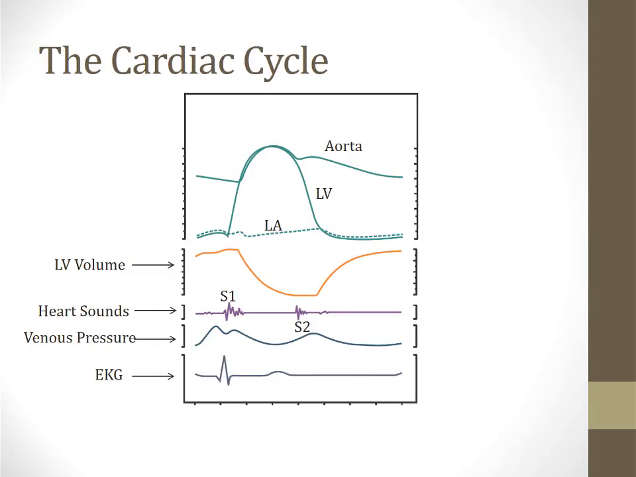Shown on the screen is Wigger's diagram of the cardiac cycle, and I just want to point out to you that the heart sounds are found on Wigger's diagram. S1 is here, S2 is here, and through Wigger's diagram you can correlate the heart sounds to other events in the cardiac cycle, like changes in pressure at the top of Wigger's diagram, or venous pressure changes, or the EKG.